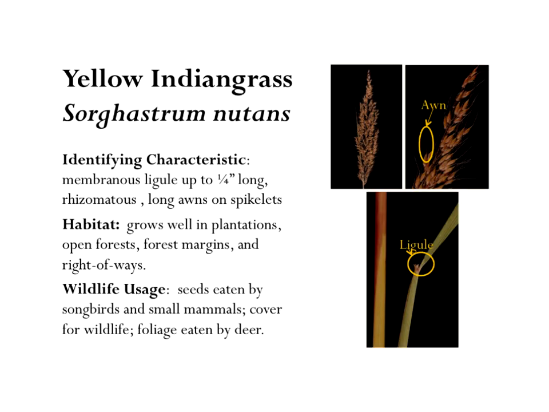Yellow Indian grass, there are a couple of different Indian grasses that are being used in seed mixes. This is probably the most common one. This is yellow Indian grass or Sorghastrum nutans. It's a rhizomatous grass species, so it is more of a runner instead of a bunch grass. A lot of times you'll see it growing on roadsides, but it grows well in plantations, open forests, forest margins, and right-of-way. So it's a pretty tough plant and will establish pretty easily.